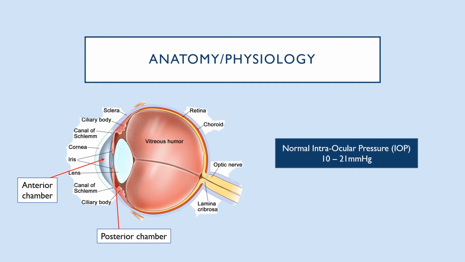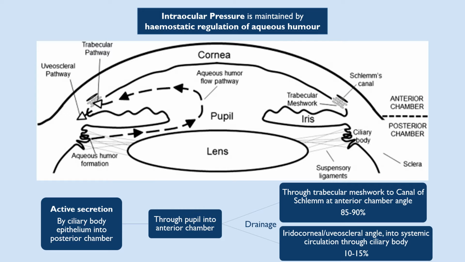The pressure within the eye is known as the intraocular pressure. From now on, this will be substituted to IOP. The normal intraocular pressure is between 10 and 21 millimetres of mercury. It is through the homeostatic regulation of the aqueous humour that we maintain our intraocular pressure. This diagram explains this a bit more.